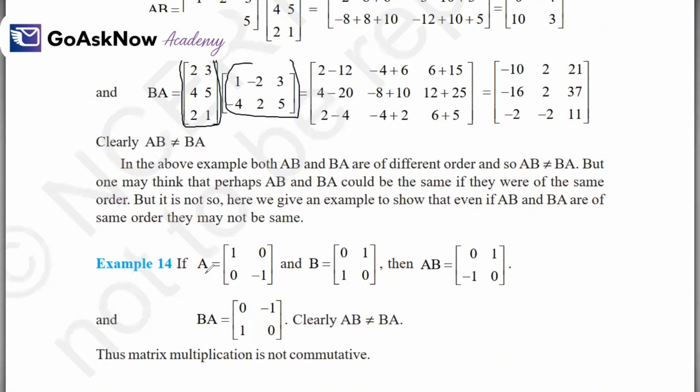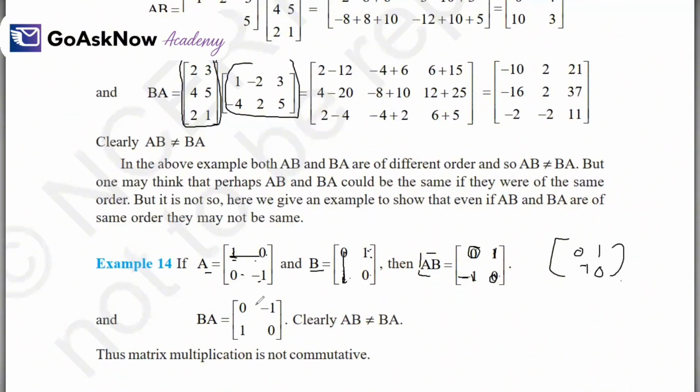If you have A as 1, 0, 0, minus 1 and B as 0, 1, 1, 0, then AB can be found by multiplying each row with each column. You will get 1 into 0 plus 0 into 1, which is 0. Similarly, 1 into 1 plus 0 into 0 is 1. Similarly, here you will get minus 1 and here 0. So AB comes out to be 0, 1, minus 1, 0.